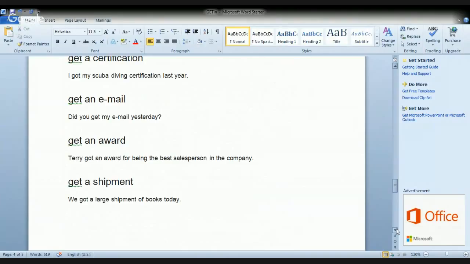Okay. The next is get a shipment. We got a large shipment of books today. And so a shipment is, for example, someone brings you something that you ordered. Shipment is normally big. It's in a box sometimes. So you received the things that you ordered.